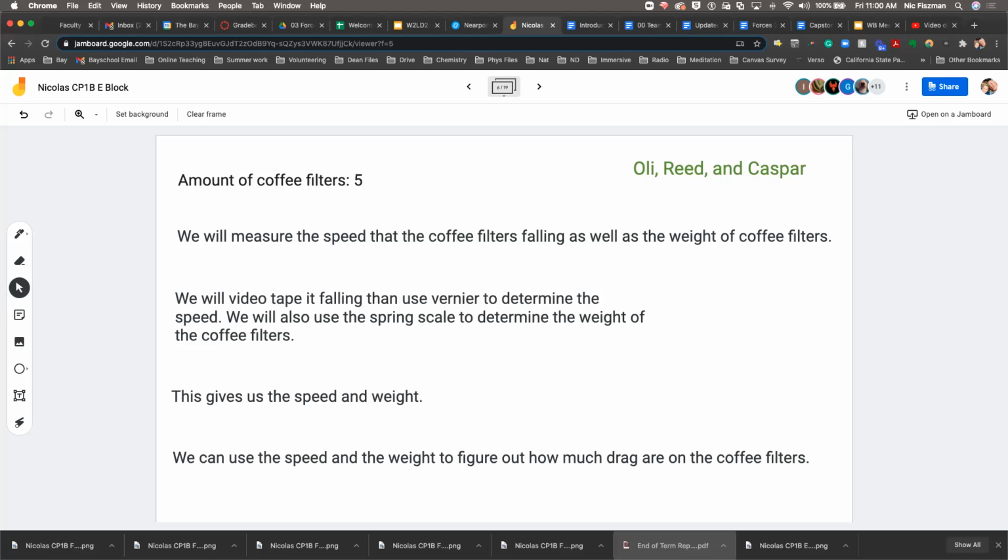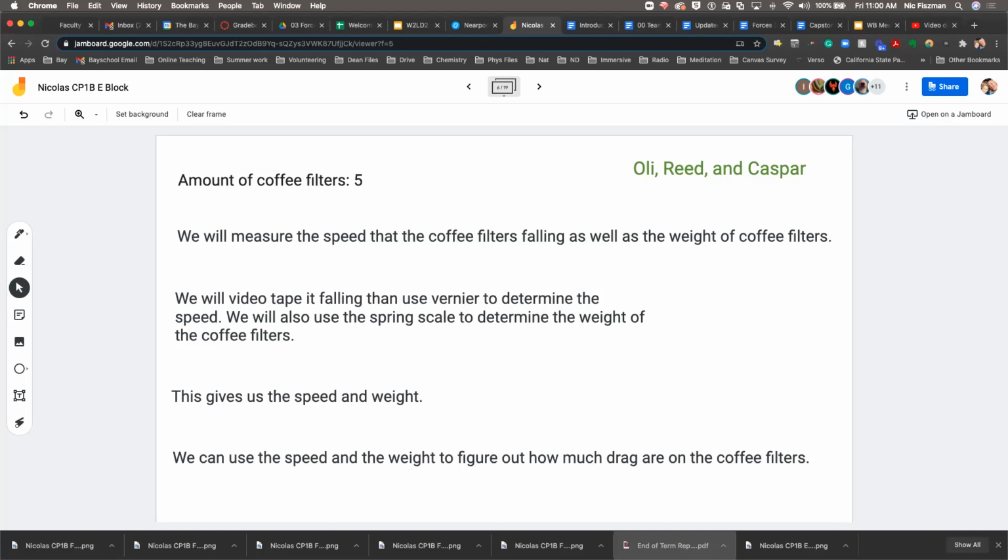Yeah, Reed, what do you want to say? Well, they're not going to fall at the same speed because one has more air friction or drag on it, and the other one has less. Mm-hmm. Yeah.